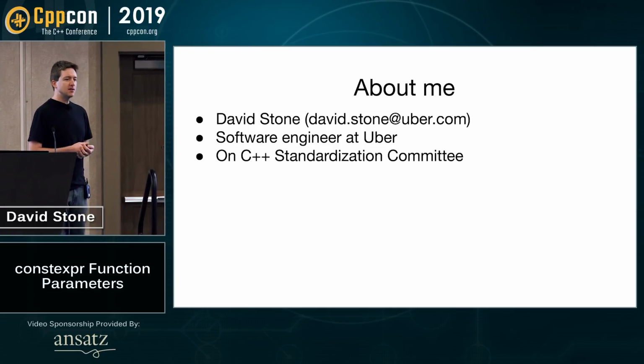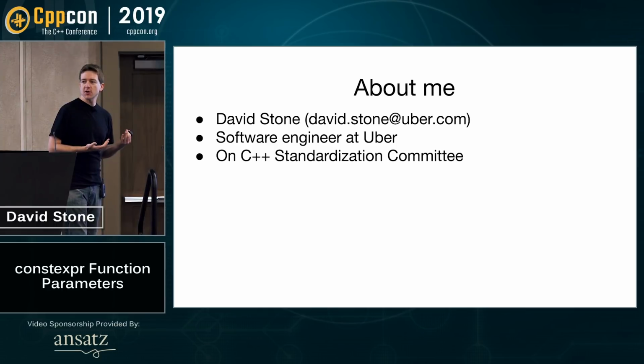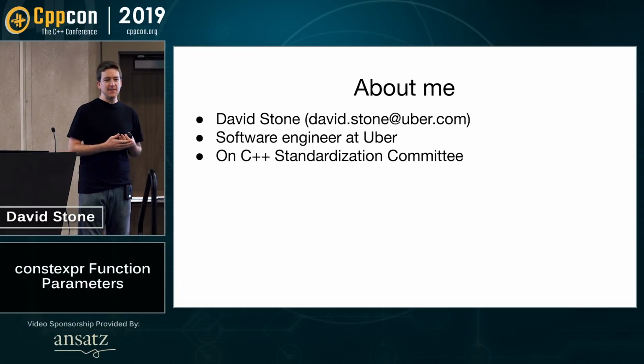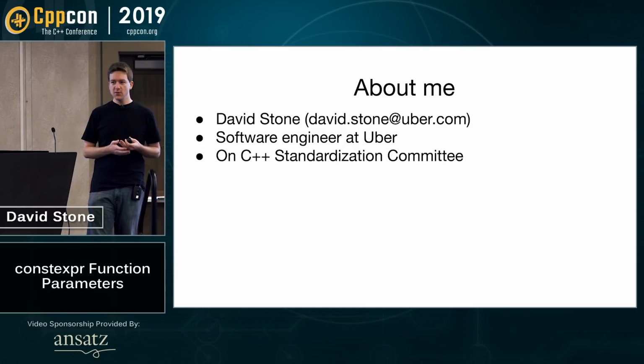My name is David Stone. I am a software engineer at Uber, where I work on autonomous vehicles. And I'm also a member of the C++ Standardization Committee, where I chair the module study group, and I'm the vice chair of the evolution working group, which is the group that new language proposals have to go through.